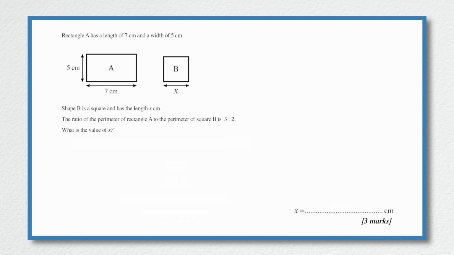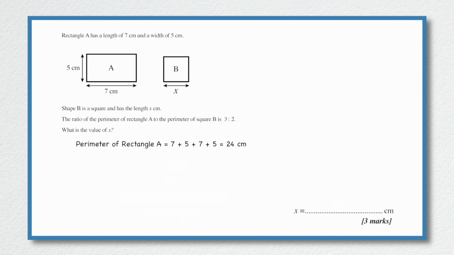As we are dealing with ratios of perimeters, let's work out the perimeter of the shape that we already know, rectangle A. So that's 7 add 5 add 7 add 5, or you could have done 2 multiplied by 7 add 2 multiplied by 5, and this gives us the answer 24 centimeters. So that would give you a mark, as we need to work this perimeter out.